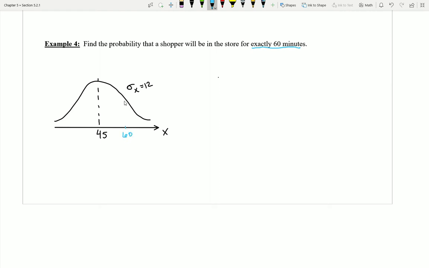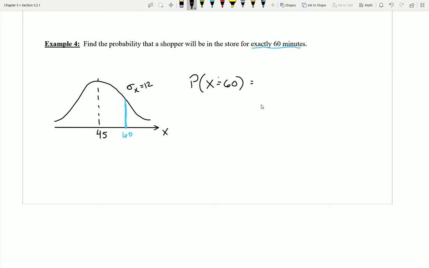Let's say 60 is right here, and I want exactly 60. Okay, so do I want to shade above 60 or below 60? Well, wait a minute, if I want exactly 60, then technically I don't want to shade in either direction. My picture's done right now as it is. Okay, so let's figure out the total area of the shaded space that we have. So this would be the probability that x is exactly 60.